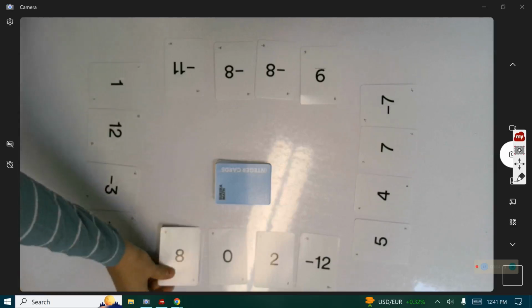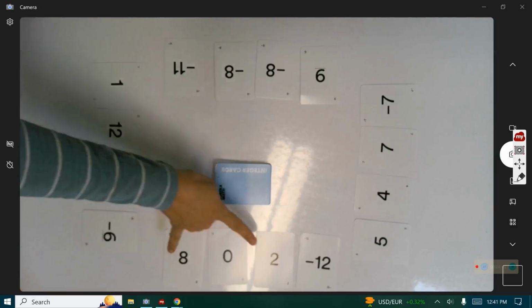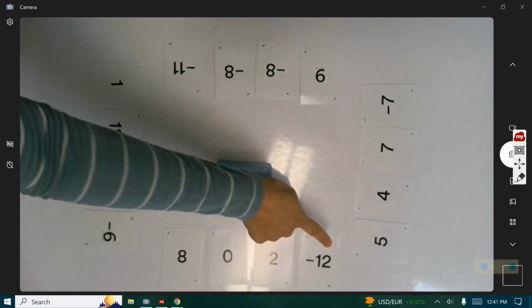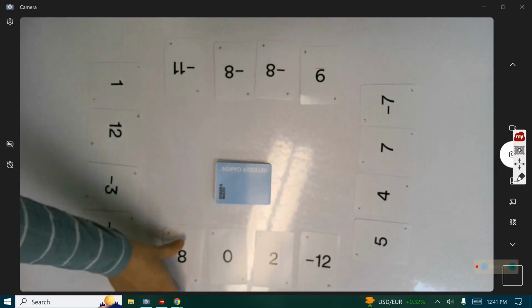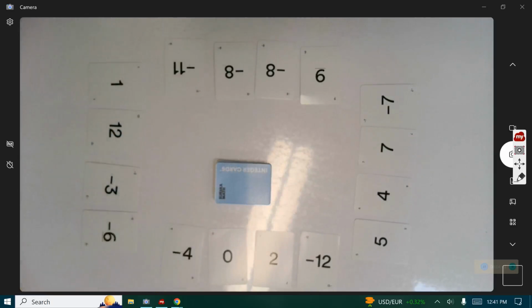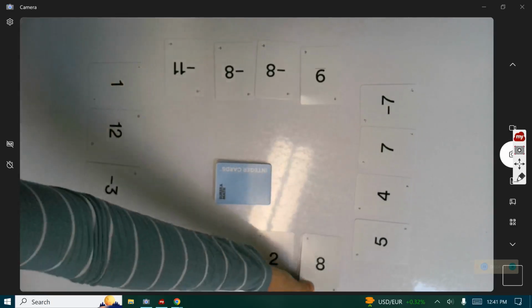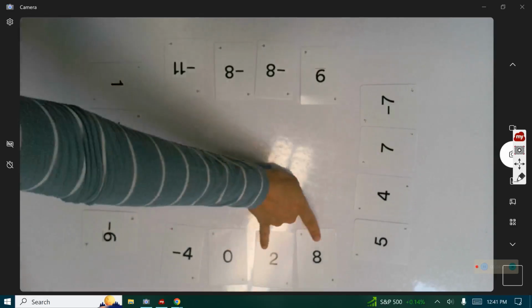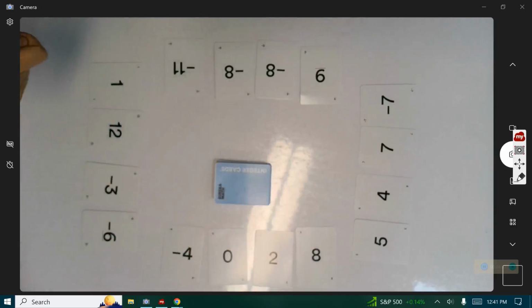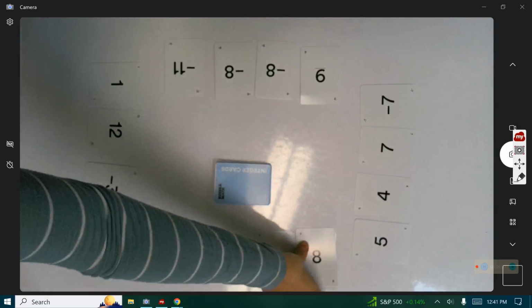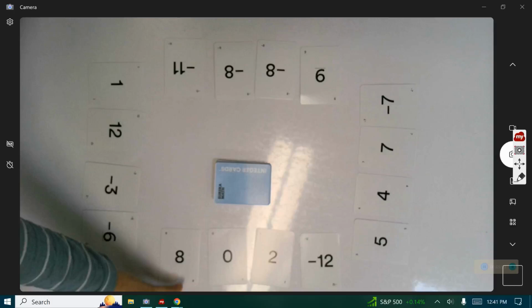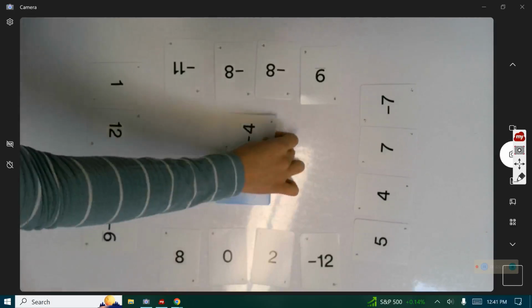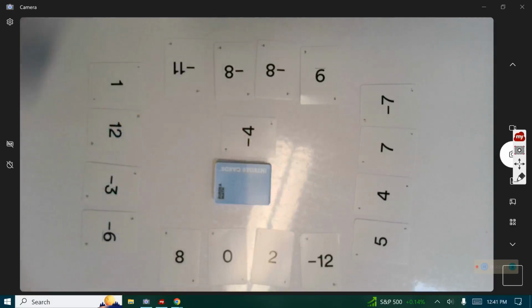We could swap out the negative 4, because then I have 10, and negative 12 would put me at negative 2. That is closer to 0. We could swap out the negative 12. Then I have 10 and negative 4. That puts me at 6. Negative 2 is closer to 0 than 6. So we're going to put the 8 there and discard here.